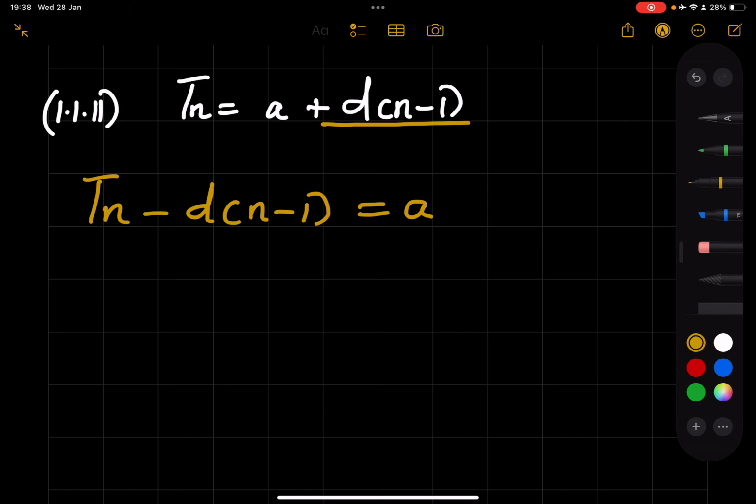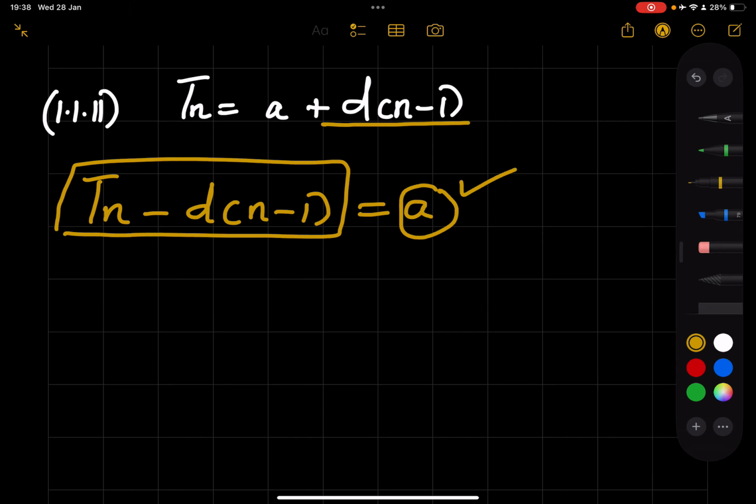And ladies and gentlemen, we have indeed successfully made A the subject of the formula, or the president of the equation, chilling alone on his couch like a boss.